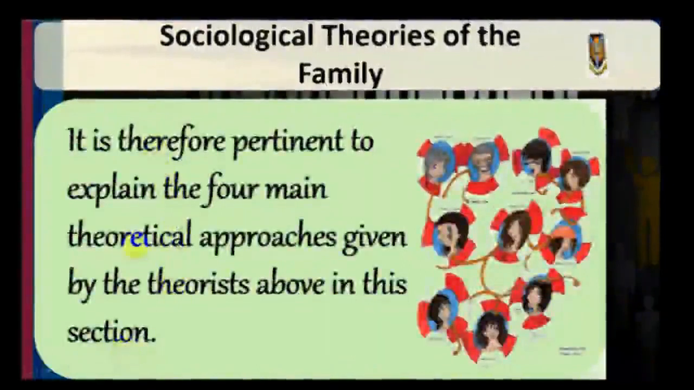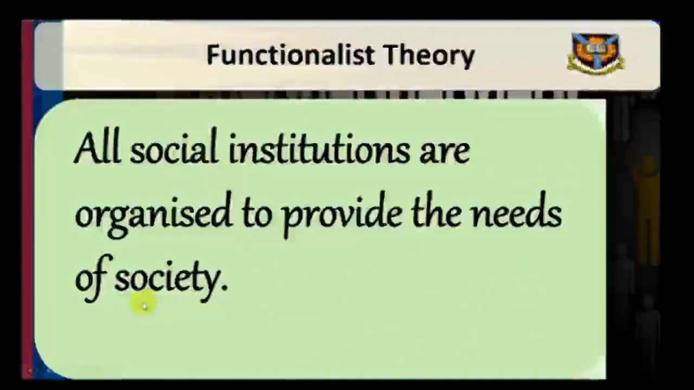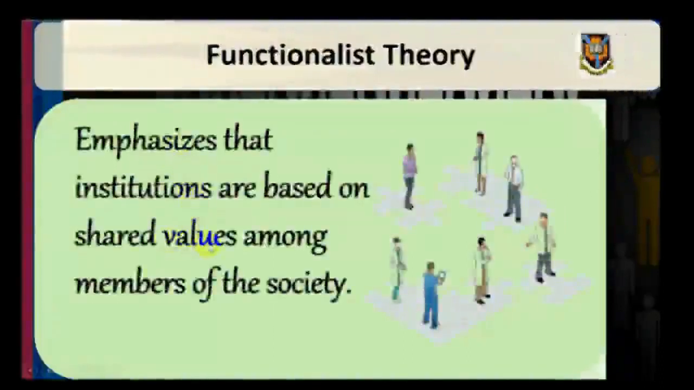1. Functionalist theory. According to the functionalist theory, all social institutions are organized to provide for the needs of society. Functionalism also emphasizes that institutions are based on shared values among members of the society.